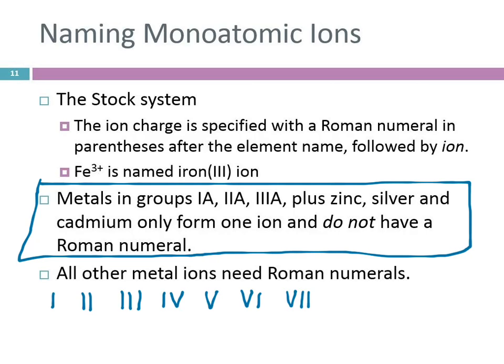They only form one kind of ion, and so we don't use Roman numerals with those guys, because we can tell their charge from the periodic table. Group 1A, 2A, 3A, zinc, silver, cadmium. And I'll repeat that multiple times. If it's not one of those, you need to use a Roman numeral. I think most students would prefer that we just use Roman numerals all the time, because then you wouldn't have to remember which ones. But we don't like writing Roman numerals if we don't have to.